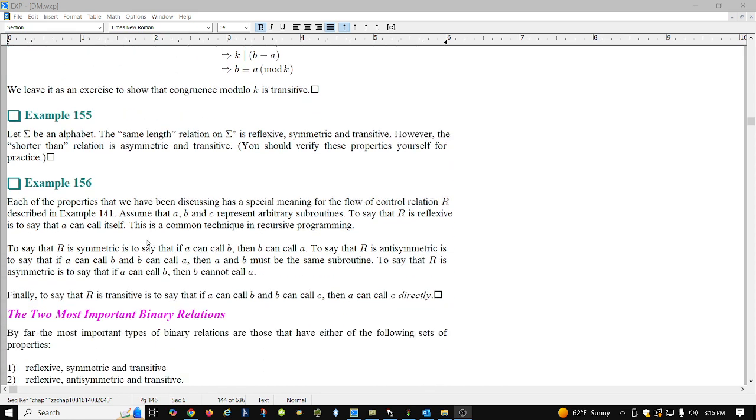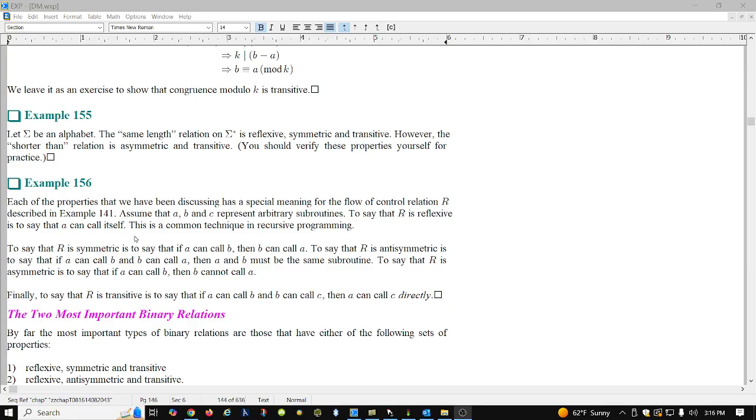Each of the properties that we've been discussing has a special meaning for that flow of control relation that I talked about earlier, one procedure being able to call another procedure. To say that R is reflexive, for example, is to say that a procedure A can call itself. And this is a common technique in recursive programming. The quick sort algorithm, for example, is recursive. The procedure calls itself.